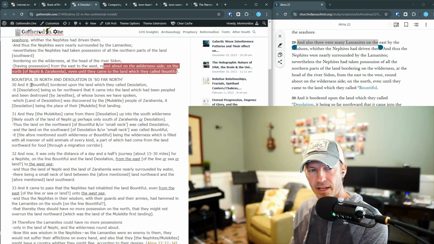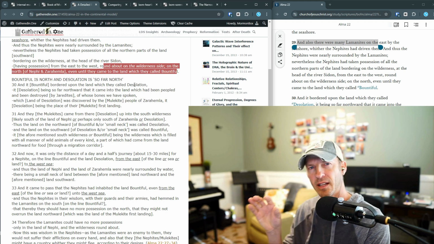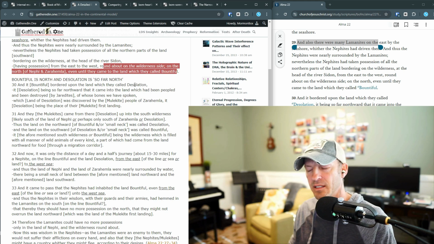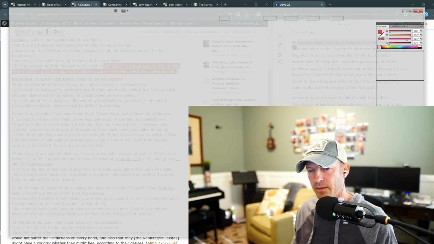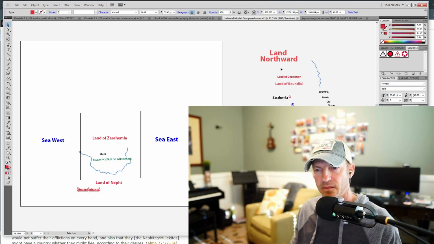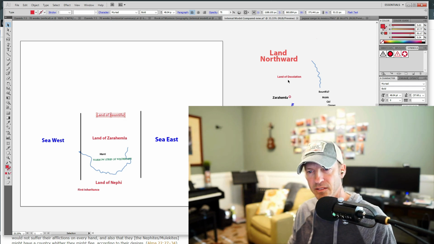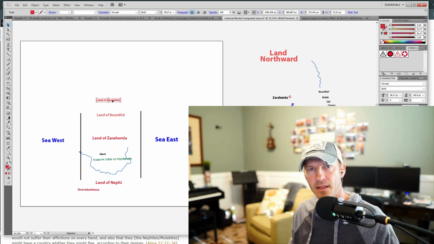And it, right, we're talking about Bountiful, obviously, and Bountiful bordered upon the land which they called Desolation. Okay, so we've got a Bountiful and a Desolation. Like, how are they arranged? Let's pull up our map really quick, just so we can realize we're going to be assembling that. Okay, so they own a land, and there is some kind of a wilderness side here, and there's a land of Bountiful and a land of Desolation. But how are they arranged?